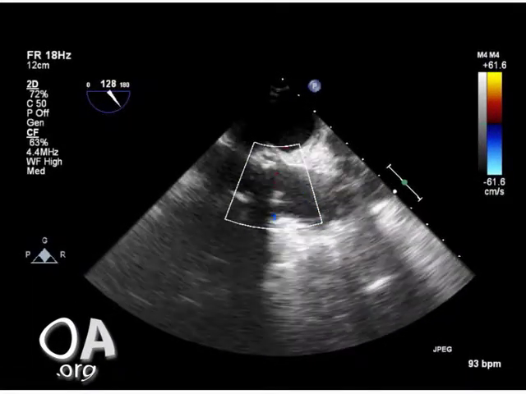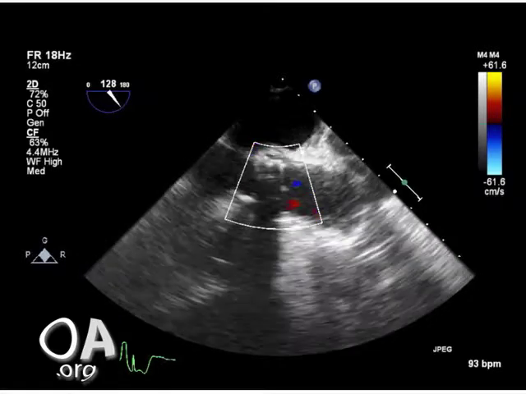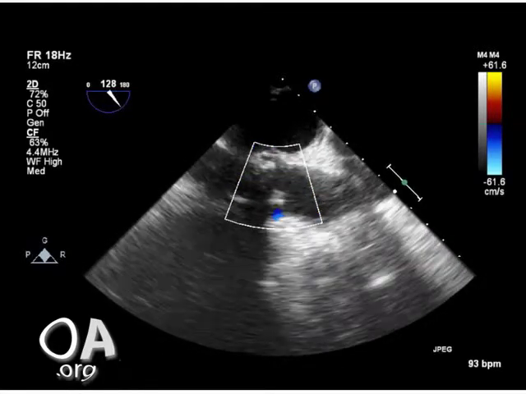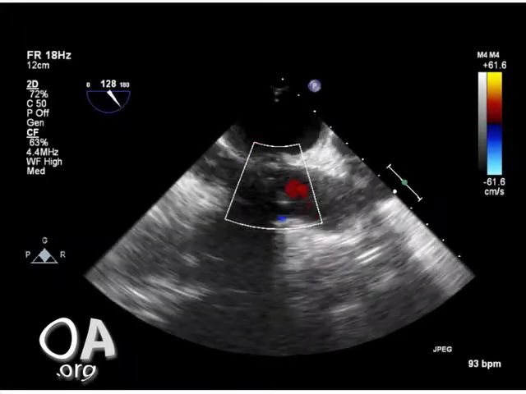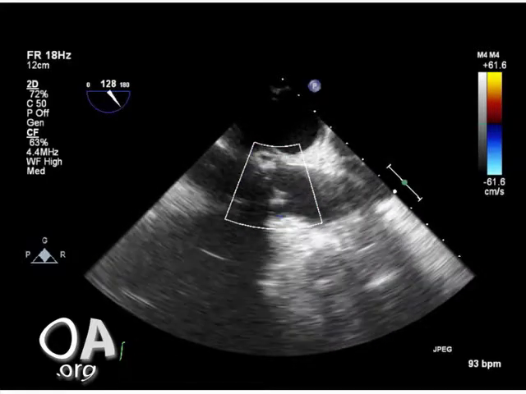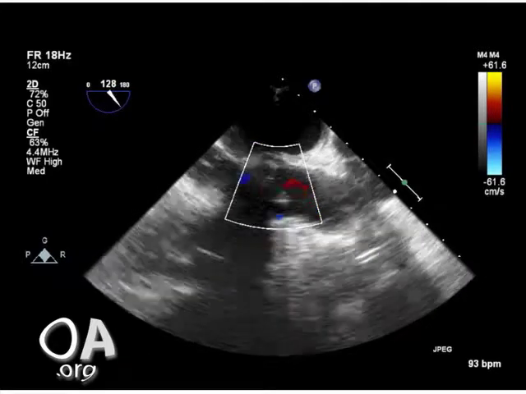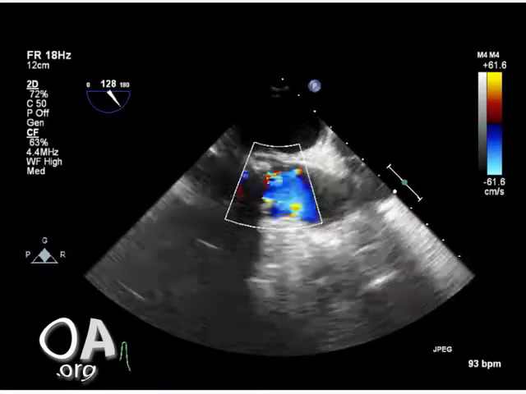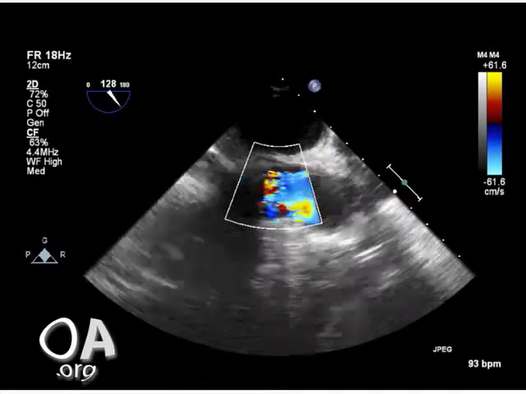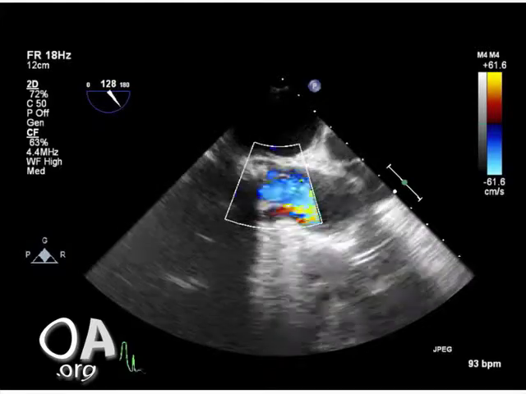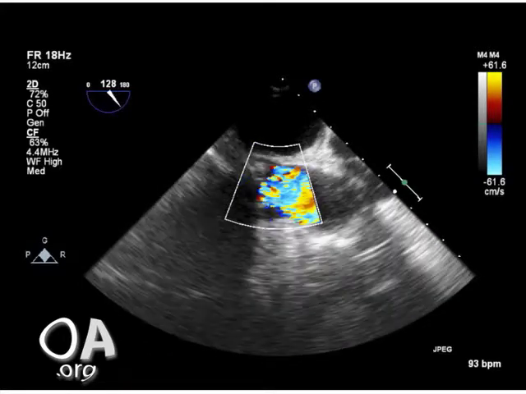This is the same mid-esophageal aortic valve long axis view with color flow Doppler across the new valve. No associated aortic regurgitation is seen, although the color box may have been more appropriately placed a little farther to the left in order to evaluate aortic regurgitation from the aortic valve back into the left ventricle.